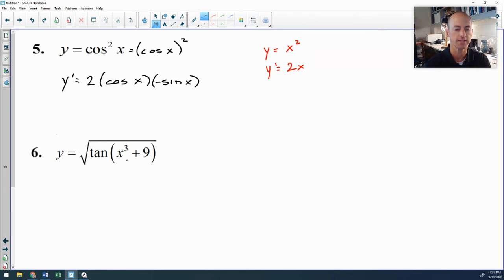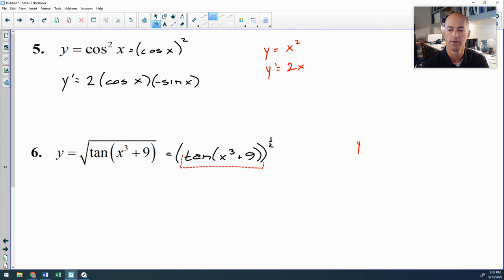And then finally, number 6, let's wrap this one up with a tricky question. I will go ahead and rewrite that because I'm not a fan of having radicals when I'm doing calculus. I prefer exponents. So I'm going to rewrite that as tangent of x cubed plus 9, to the 1/2. When you look at this problem, I see an interior of tangent x cubed plus 9, and all of that is being raised to the 1/2 power. So right now, I'm seeing stuff to the 1/2, and the derivative of that is 1/2 stuff to the negative 1/2. That's what I'm going to do first with number 6.